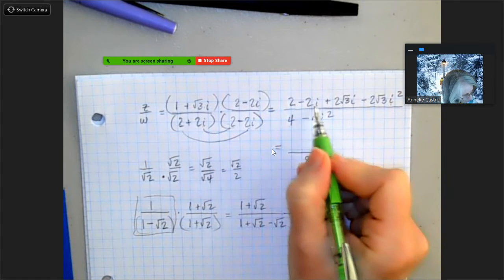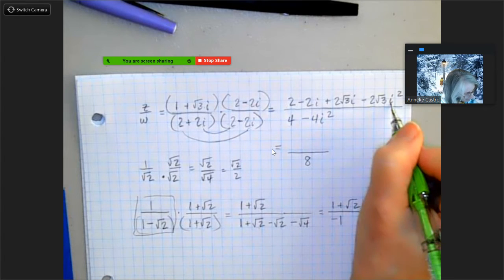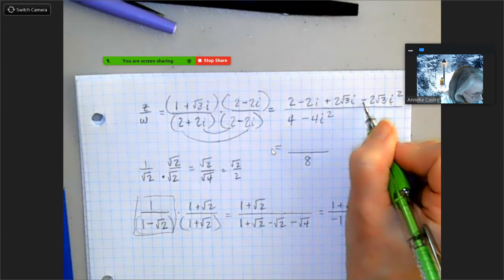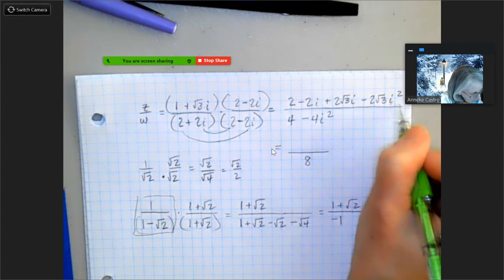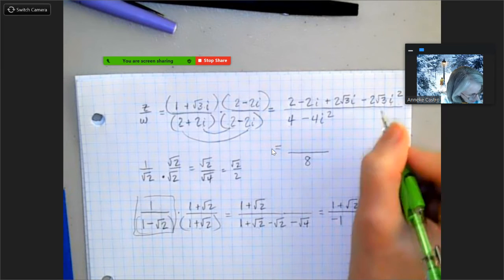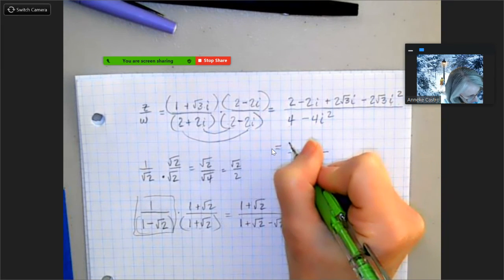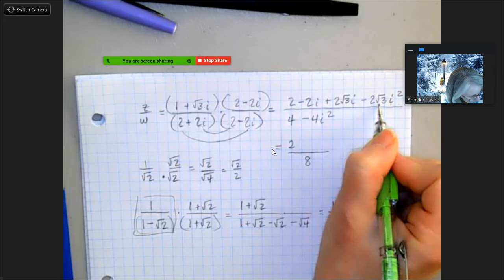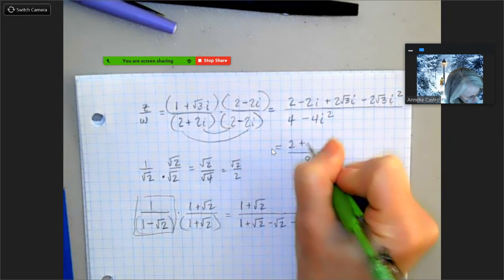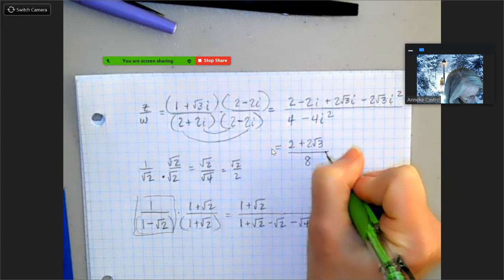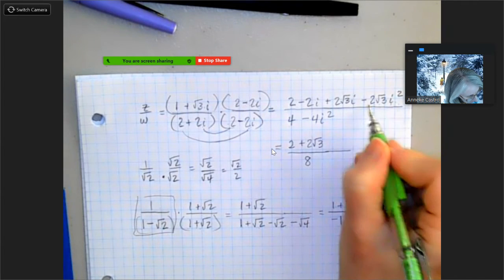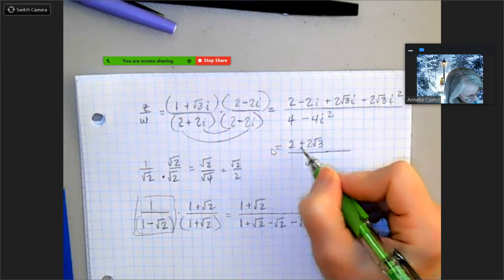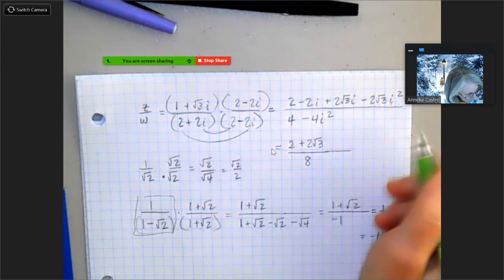And then up here, we'll look at this mess up here. Okay, here, i squared, again, that just equals negative 1. So that's going to be negative 2 times negative 1 gives me positive. Okay, so let me write these down. I've got 2, and this one is going to be plus 2 root 3, because the negative 1 times negative 2 root 3 gives me positive 2 root 3. That's the real part of the answer.